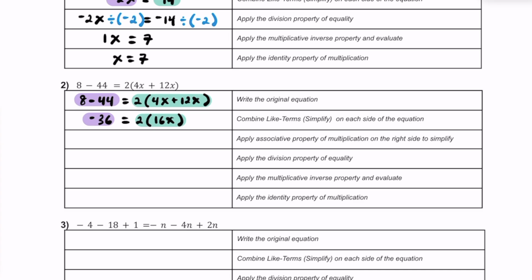Now, could you have distributed this 2 to both of these terms? Yeah, you could have, but I'm just following the justifications here. So there's more than one way to go about it. You could distribute, then combine the like terms after that.